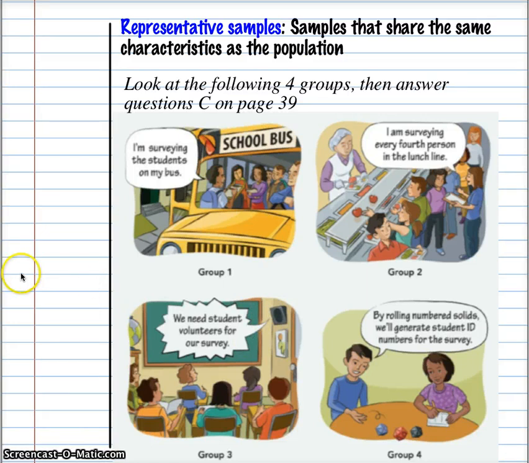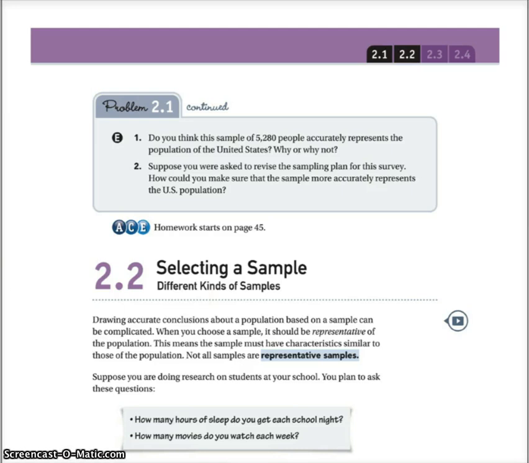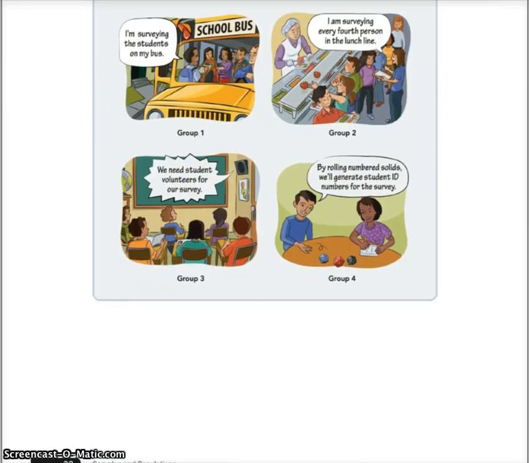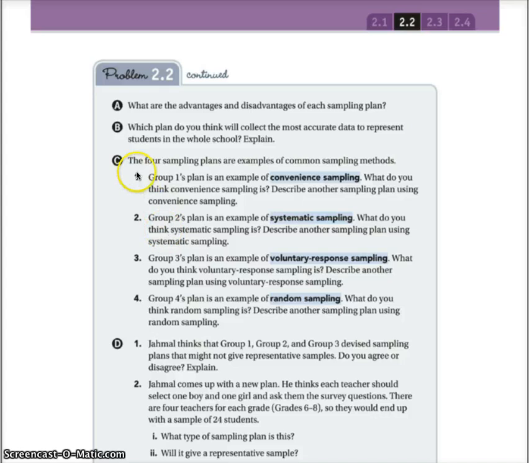And then we're going to answer question C on page 39. I'll post a textbook for you. So question C, page 39, says the 4 sampling plans are examples of common sampling methods. So here's one, and then we're going to describe what is convenient sampling, what is systematic sampling, and what's good and bad about each one. I'm adding one little thing here because I thought it was in here, but it's not.